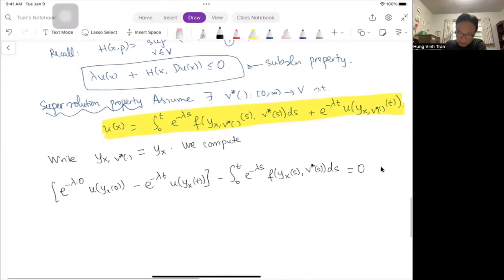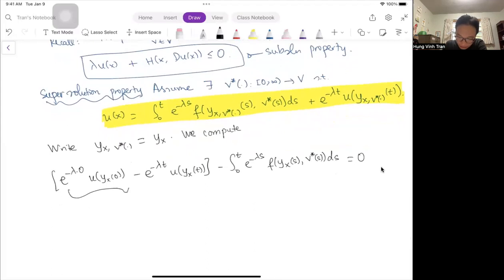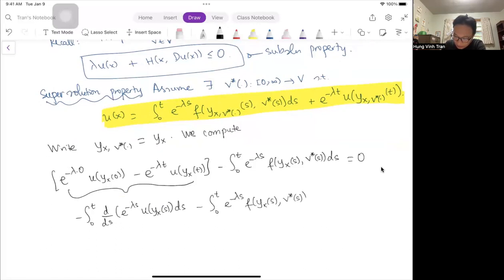And now here, as I said, I'm using the fundamental theorem of calculus. This equals minus the integral from 0 to t of d over ds of e to the minus lambda s u of y_x(s) ds. I'm using exactly just the fundamental theorem of calculus, minus the integral from 0 to t of e to the minus lambda s f(y_x(s), v star(s)) ds equals 0.